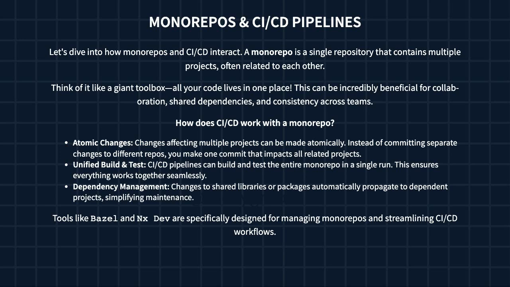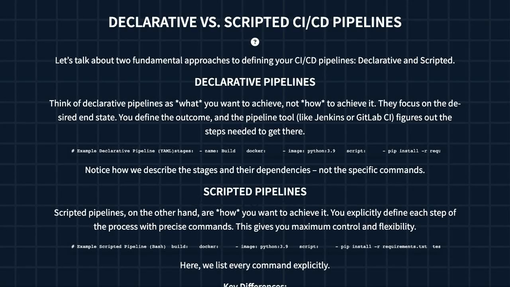Okay, so when discussing CI/CD pipelines, it's really helpful to understand the difference between declarative and scripted approaches. Think of a declarative pipeline as telling the system what you want, like I need a build, then tests, and finally deployment. The tool figures out how to get there. On the other hand, with a scripted pipeline, you're giving very specific instructions: first do this step, then that step. They both achieve the same outcome, but they have different levels of control and maintainability. Declarative pipelines tend to be easier to read and update as your project evolves.